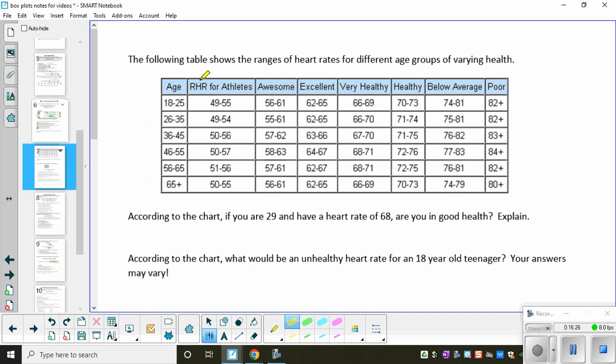So yes, if they're actually competitive, you can consider them an athlete. But I wouldn't consider just going to the gym regularly, or running regularly on your own, an athlete in this case. I just kind of wanted to clarify.